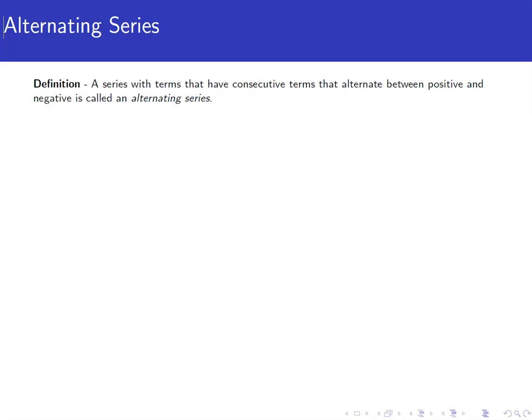In particular, we're going to talk about a special type of series that has negative terms in them, and that's referred to as an alternating series. If you've got terms that alternate from positive to negative, positive to negative consecutively, then that's an alternating series.